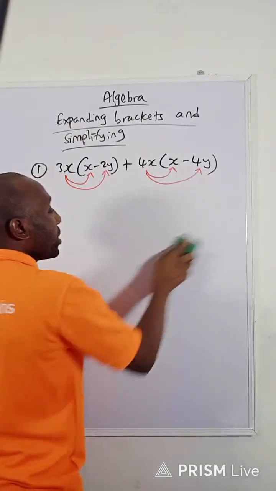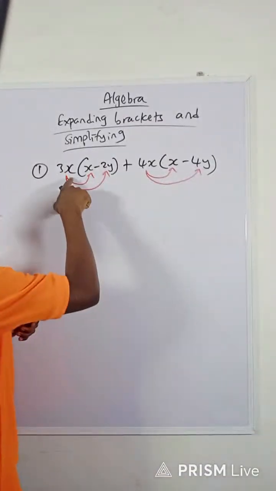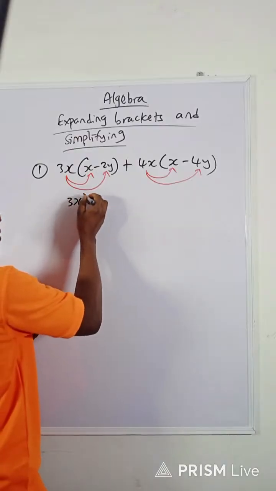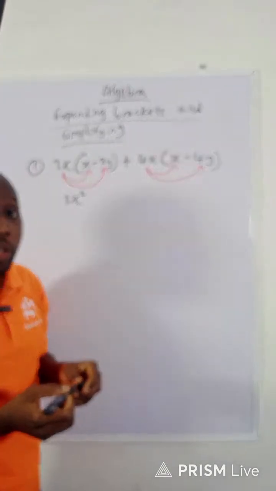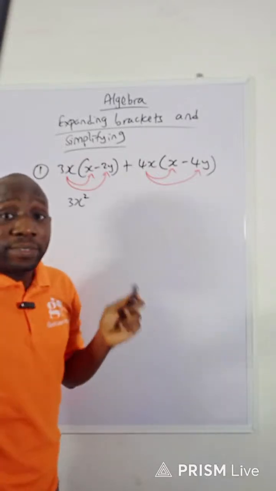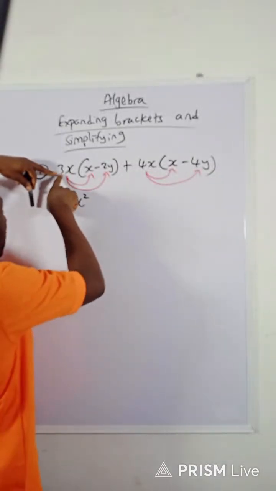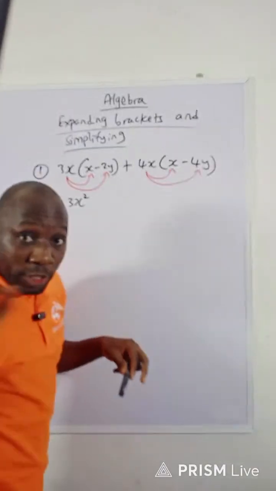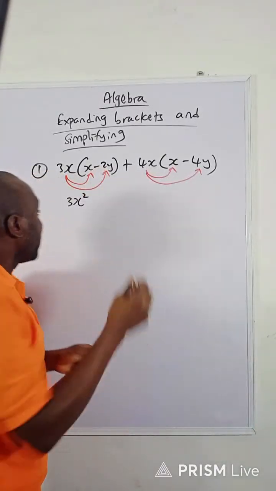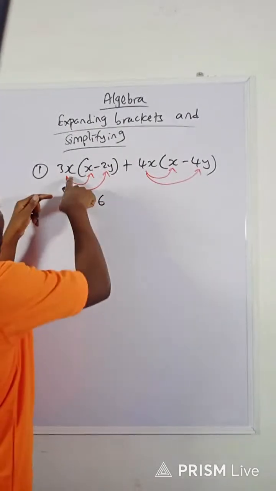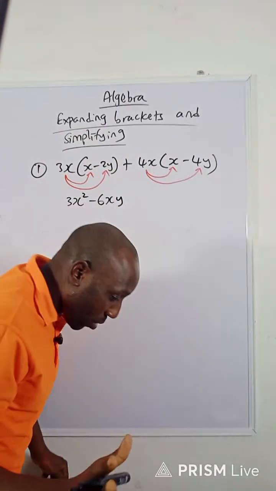Okay, so let's move on. 3x times x is going to be what? 3x squared. You see that, like I did before. Then 3x times negative 2y. Notice the letters are different, so just put them together. Easy. Let's multiply the numbers, the coefficients. 3 times negative 2 is what? Negative 6. Then x times y, just write xy. Easy. All right? That's how it works.